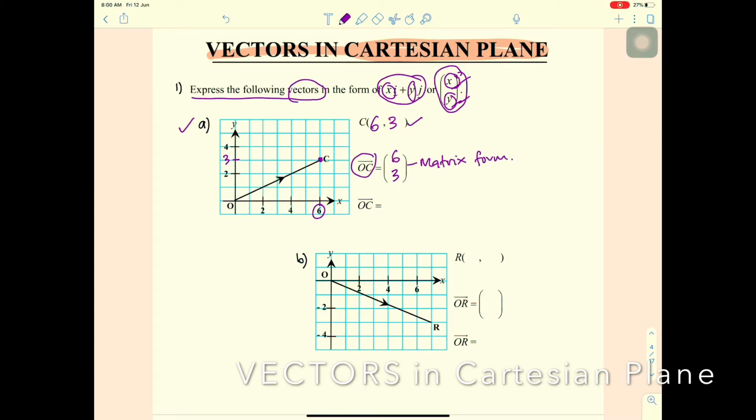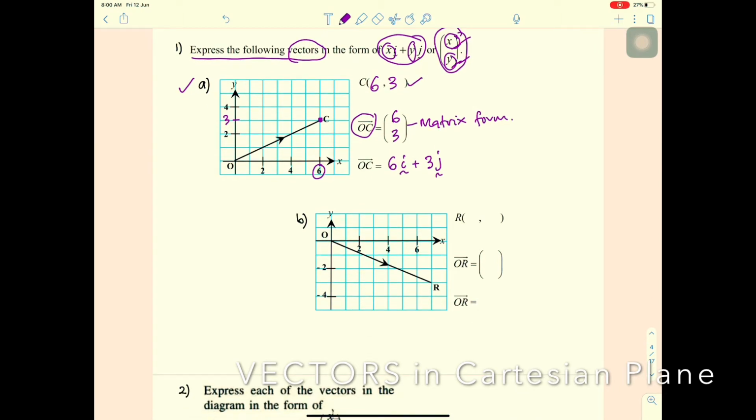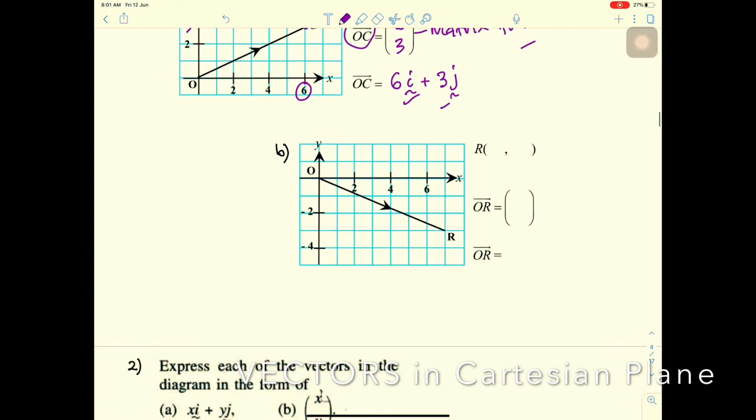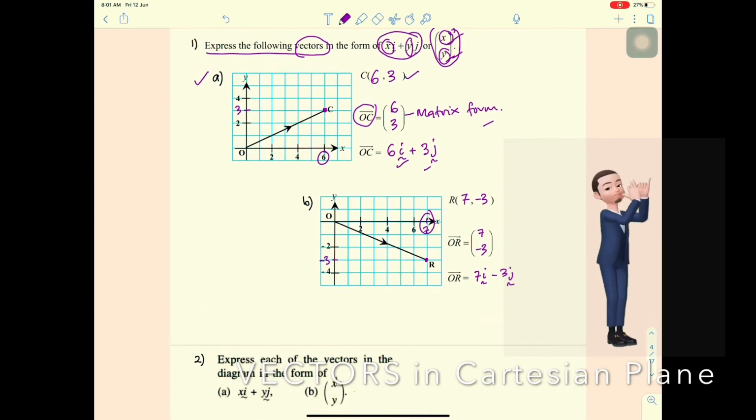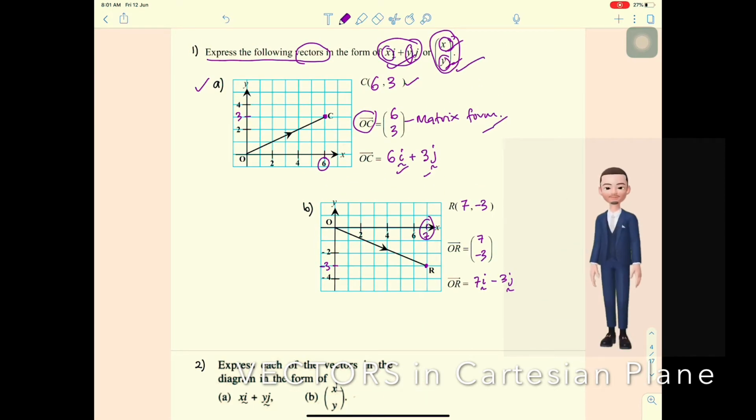How about ij form? In ij form, xi is 6i, plus yj, where y is 3, so 3j. This is how we express the vector in ij form or matrix form. The second one: what is the coordinate of R? It is 7 on the x-axis and -3 on the y-axis, so (7, -3). In matrix form that is (7, -3), and in ij form it is 7i minus 3j.